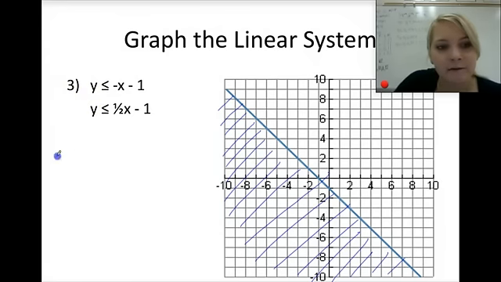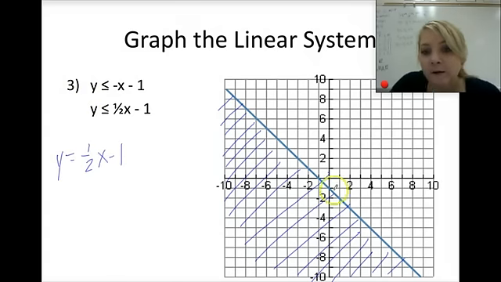And the next line we are graphing is y equals 1/2 x minus 1. So we're going to have the same y-intercept, except this time we're going to go up 1 to the right 2 units, up 1 to the right 2 units. And this is also going to be a solid line since it's a less than or equal to inequality.